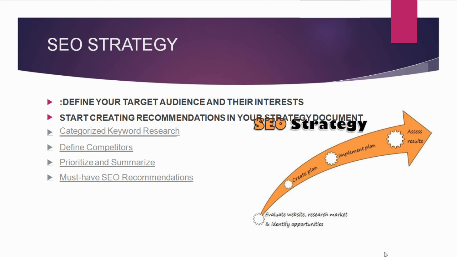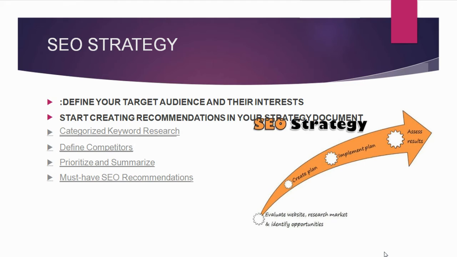So next is SEO strategy. It says define the target audience and their interest. Now, let's say you're running a site or maybe a blog, the question you should ask yourself firstly is what I'm going to publish out there on the website, and what I'm going to promote. Is this something that people are going to like? Is this something that will engage people? Is this something that will interest them to come back for more? So that's the first point. It says start creating recommendations in your strategy document.